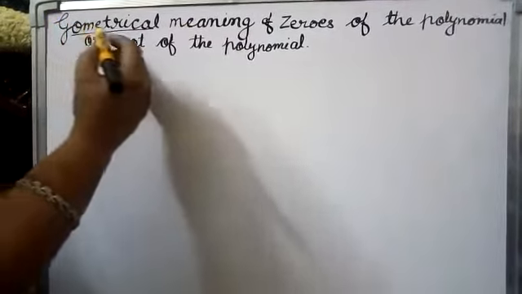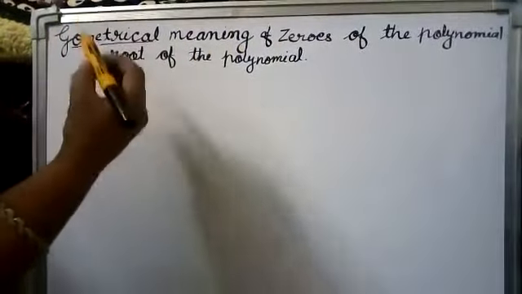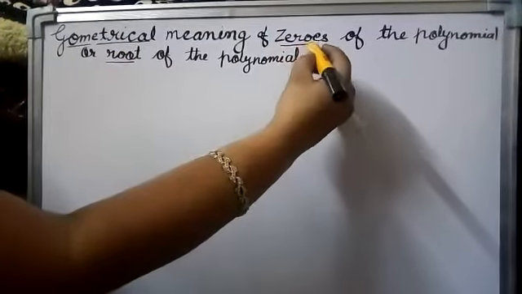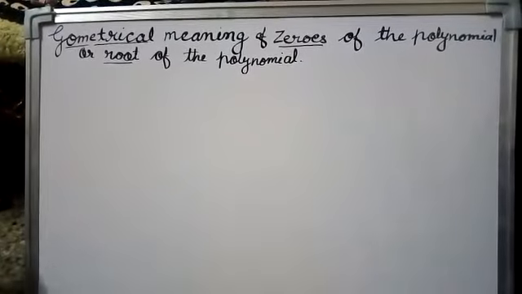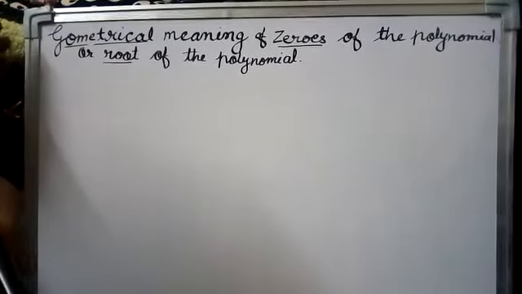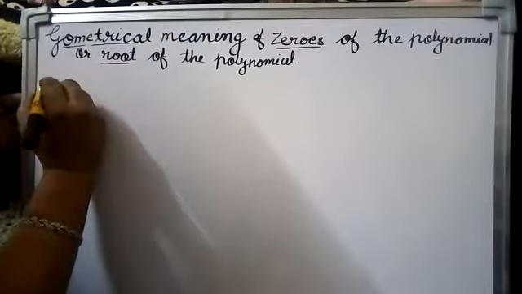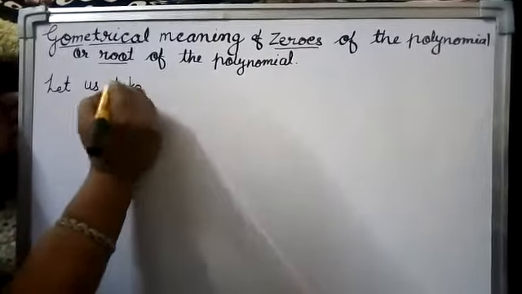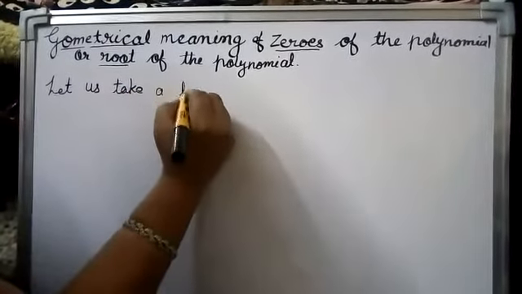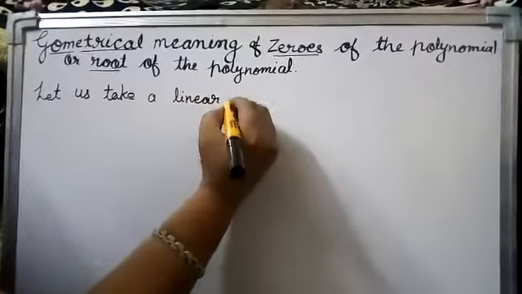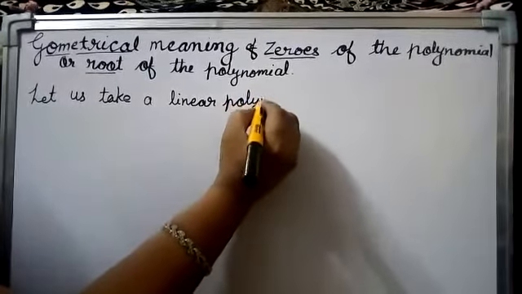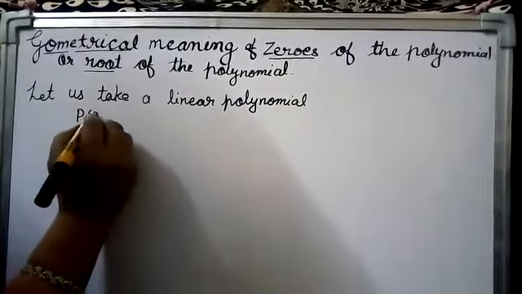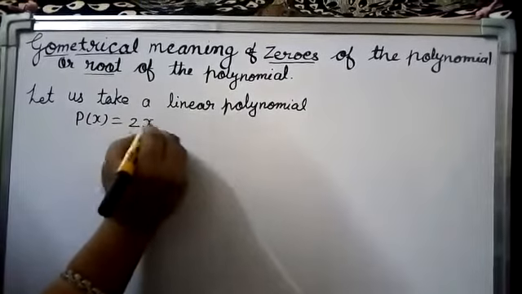We'll learn the geometrical meaning of zeros of the polynomial or the root of the polynomial. Zeros of the polynomial or the root of the polynomial, both the things are same. So to understand this, let us take a linear polynomial, p(x) is equal to 2x plus 3.